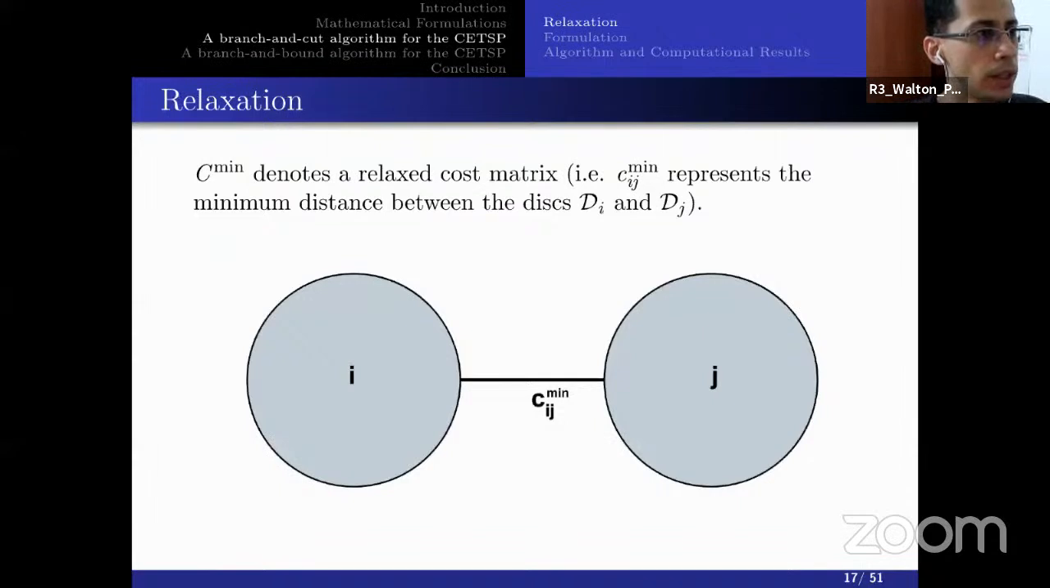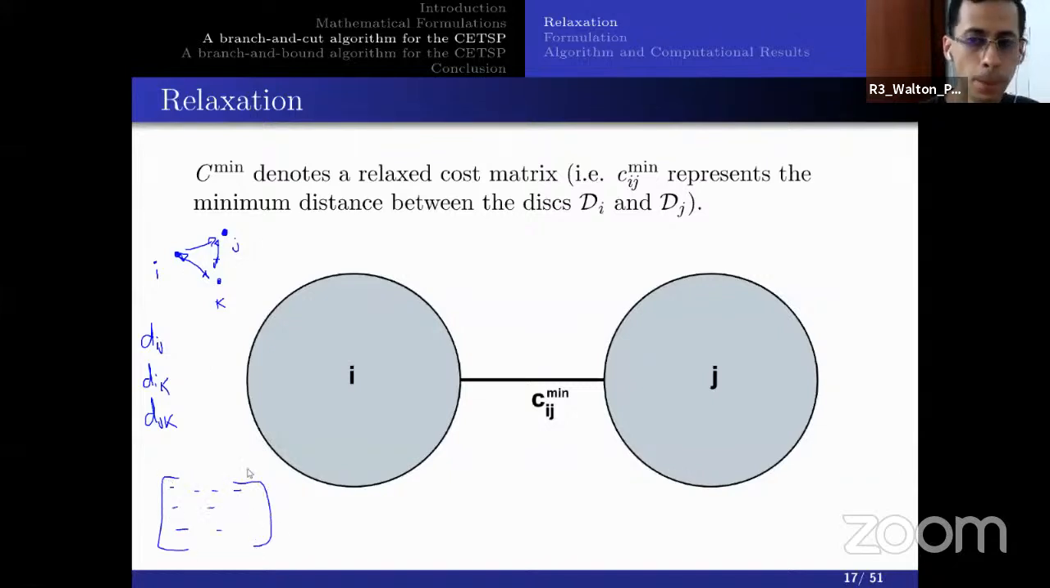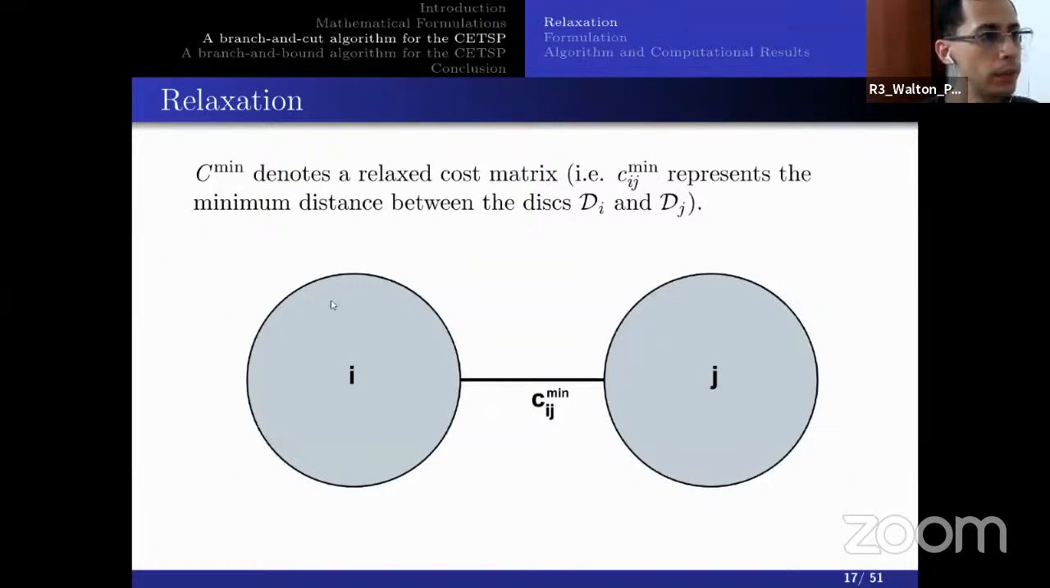And we start this by defining a relaxation of our distance matrix. So in the TSP, you have the location of the vertices, for example, I, J, and K. And then you can compute the distance between those vertices. And you can call that dij, for example, dik, and djk. And then if you have many vertices, you can compute a matrix with all the distances here. You cannot do that for the cluster TSP because you don't know where you're visiting the vertices. So I might visit this one here and this one here, and then the distance is going to be this one. But I can also do this one here and this one here, and the distance is going to be this one. So you cannot define a cost matrix for the cluster TSP.